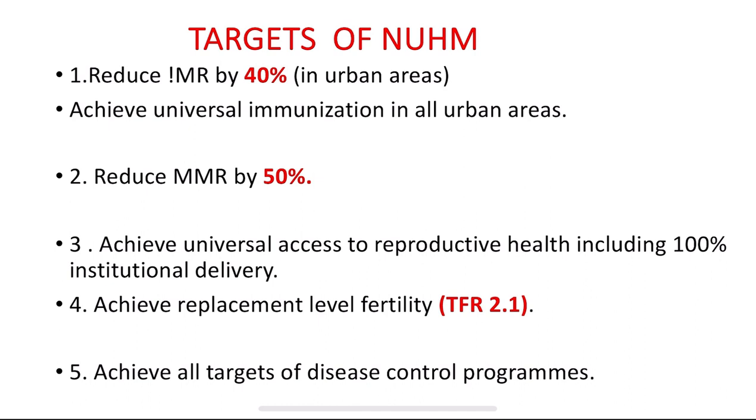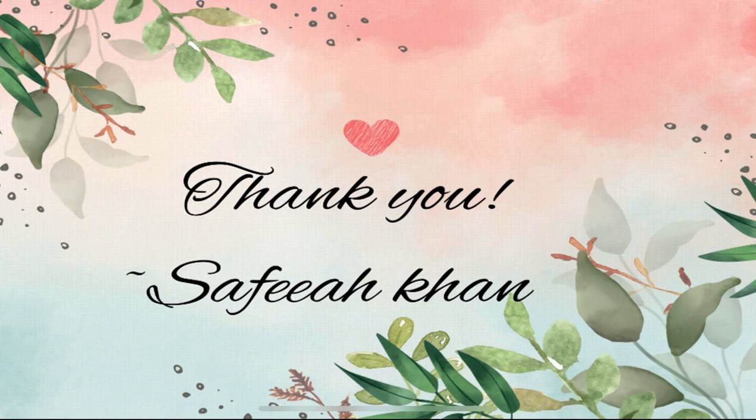So what were the main targets? Maternal mortality reduced by 50%, infant mortality rate reduced by 40%, total fertility rate brought to 2.1, universal access to reproductive health and 100% institutional delivery services, and achieving the targets of the disease control program. Thank you. With this, we come to an end of the urban primary health center as well as the referral units. The urban health mission is done. In the next video, we will discuss the National Rural Health Mission.